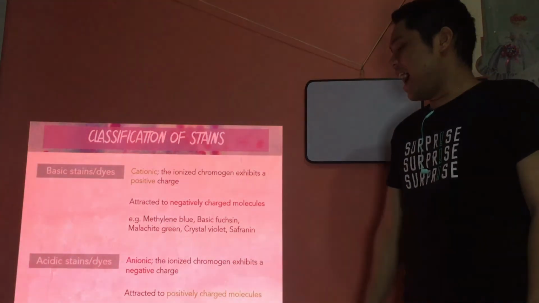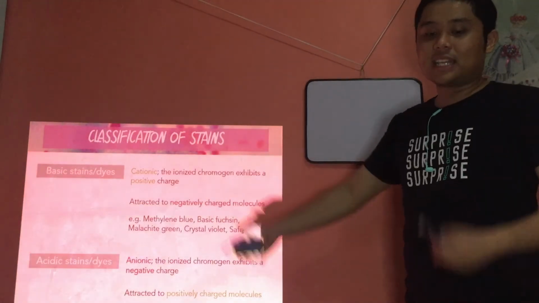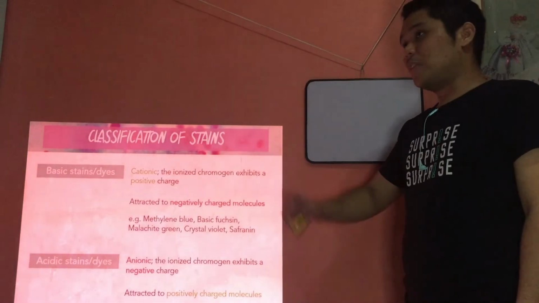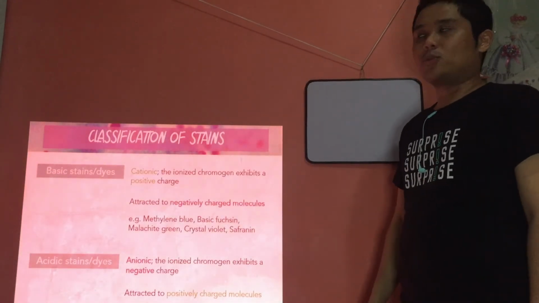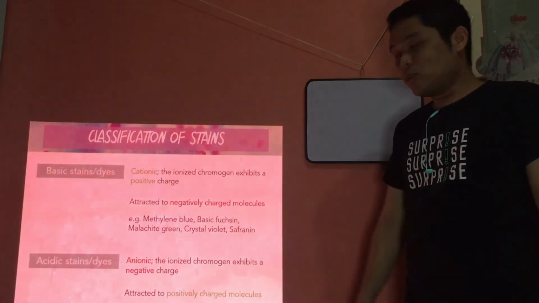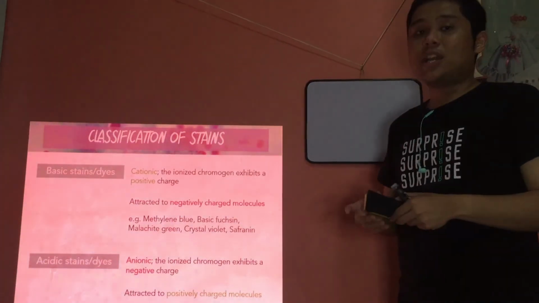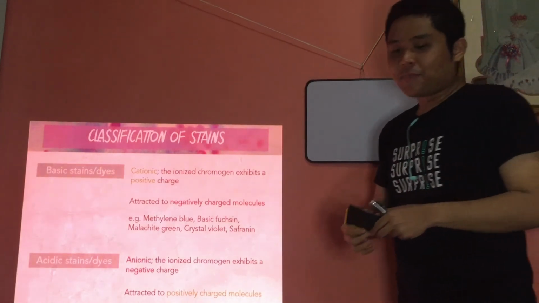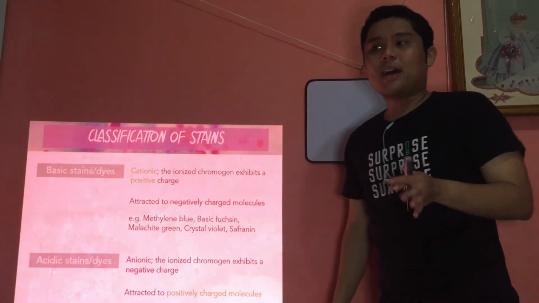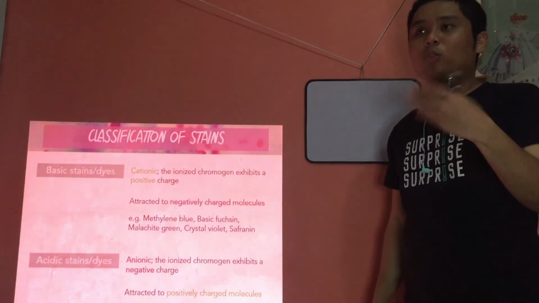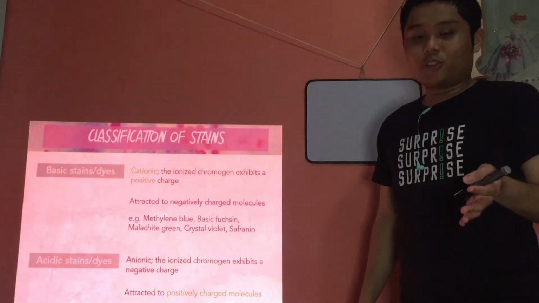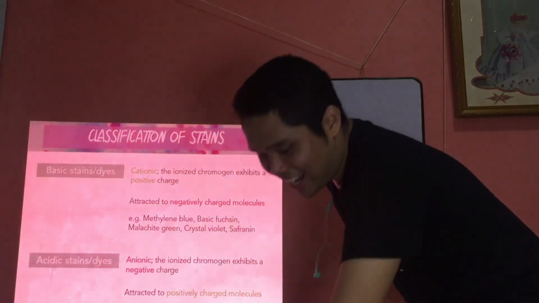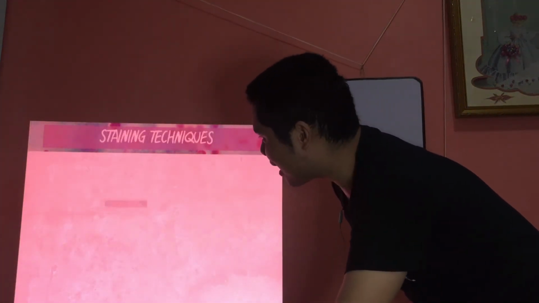Next, if there's basic, there's acidic. It's anionic, negatively charged, so it will bind to positively charged molecules. Examples are eosin, rose bengal, and acid fuchsin. Those are the types of stains based on their charges. There are actually a lot of different stains. I did not include them because this is focusing on parasitology, so I just selected those that we can use for this class.